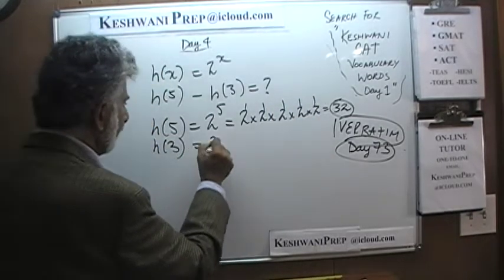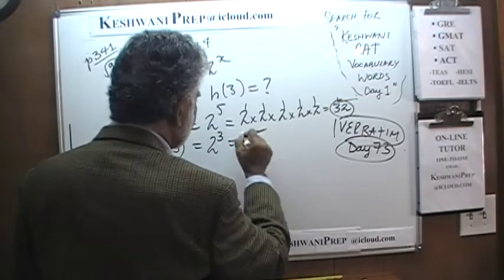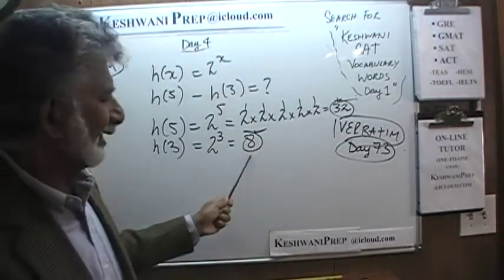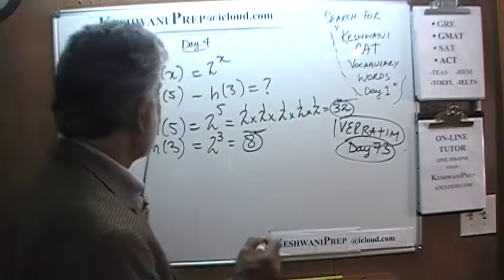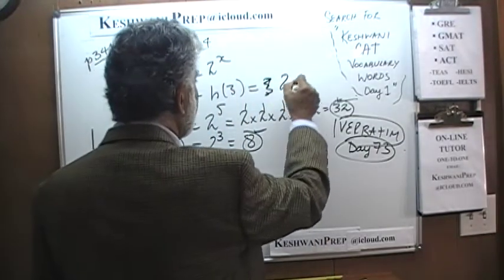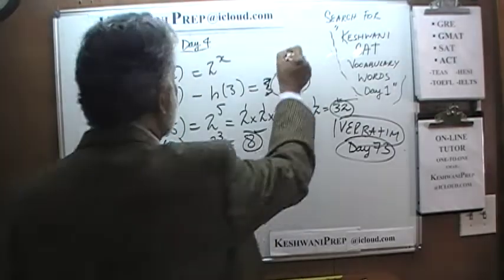And h of 3 is actually very simple, that's 2 raised to 3, that's just 8. So 32 minus 10 would have been 22. We're not subtracting 10, we're only subtracting 8, so instead of 22, it's going to be 24. And that is answer choice C.